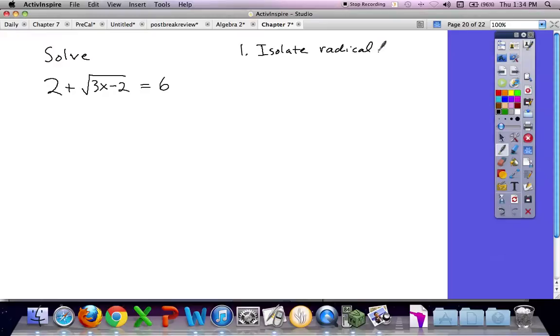In this case, that would mean because the radical is not alone on the left side of the equal sign, we need to subtract 2 from both sides. The square root of 3x minus 2 equals 4.